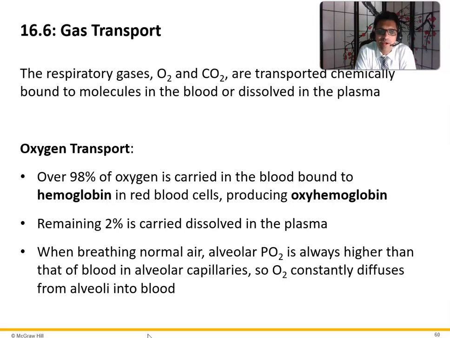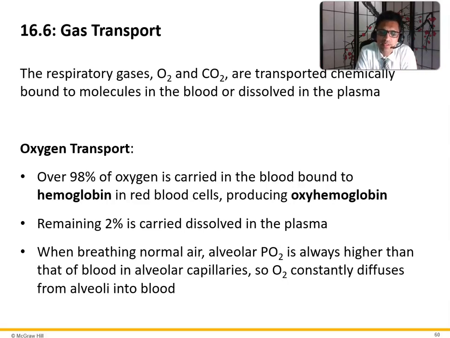Okay, now let's talk about how we transport these gases. The respiratory gases, oxygen and carbon dioxide, are transported chemically bound to molecules in the blood or dissolved in the plasma. So let's talk about oxygen first. Over 98% of the oxygen is carried in the blood bound to hemoglobin. You know what hemoglobin is, in the red blood cells, producing something called oxyhemoglobin. The remaining 2% is carried dissolved in the plasma.